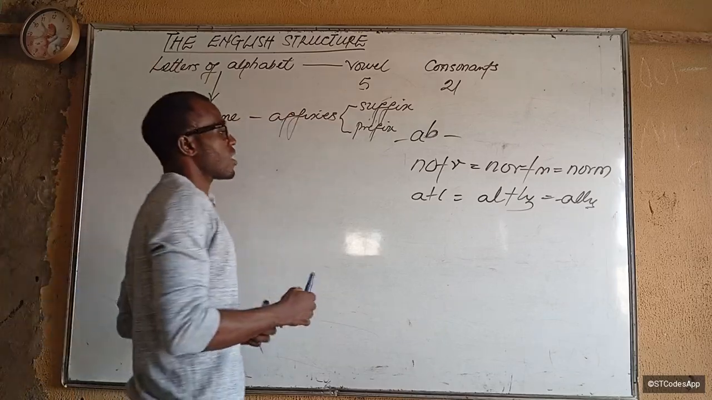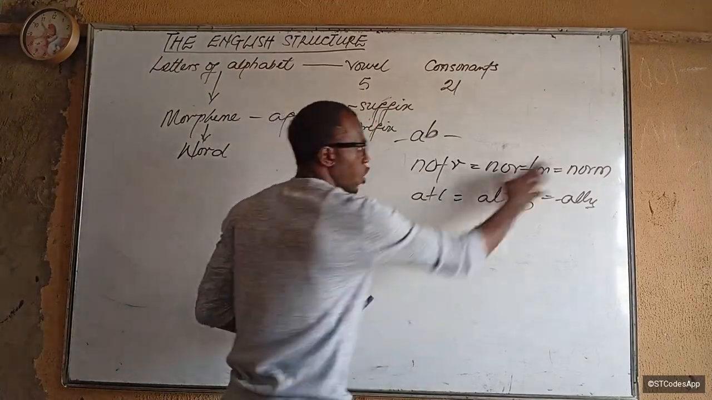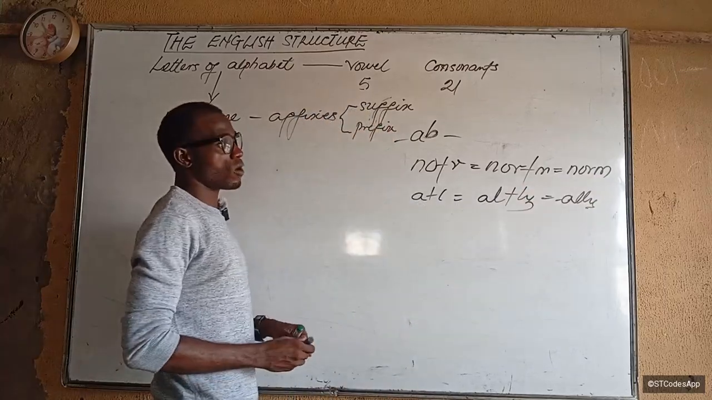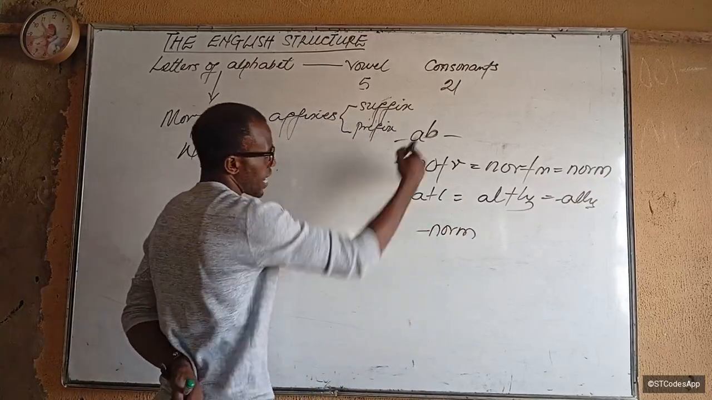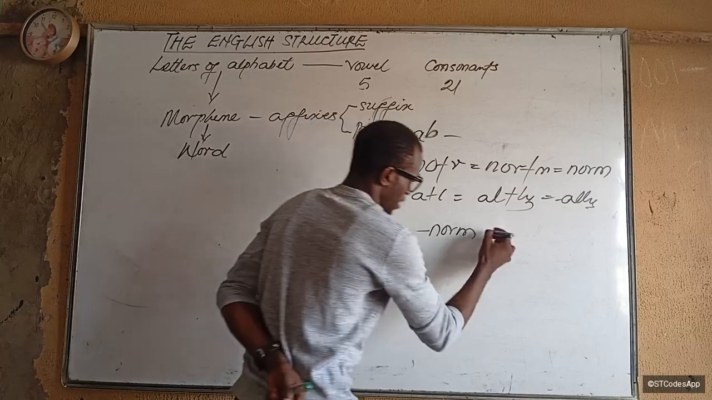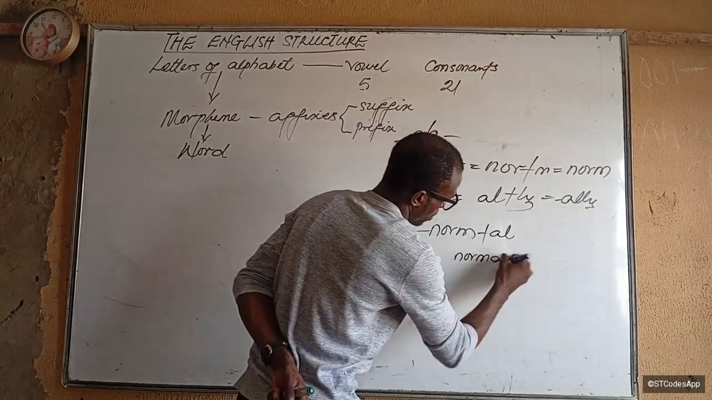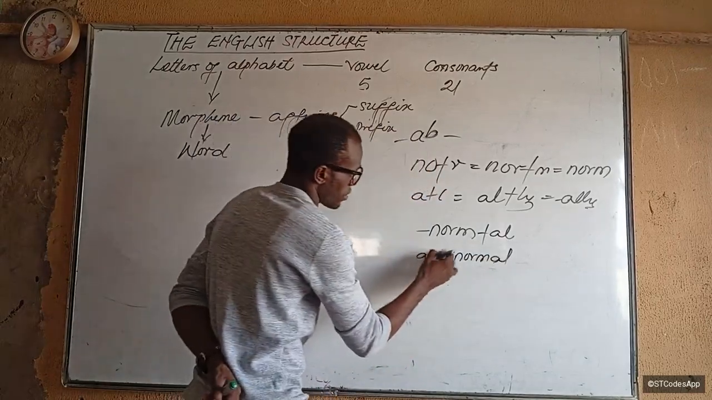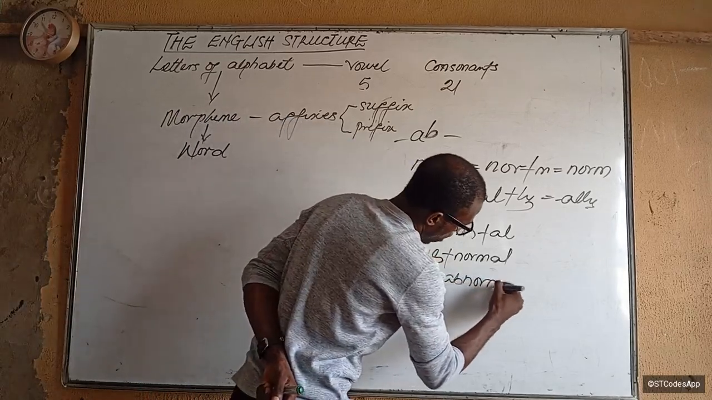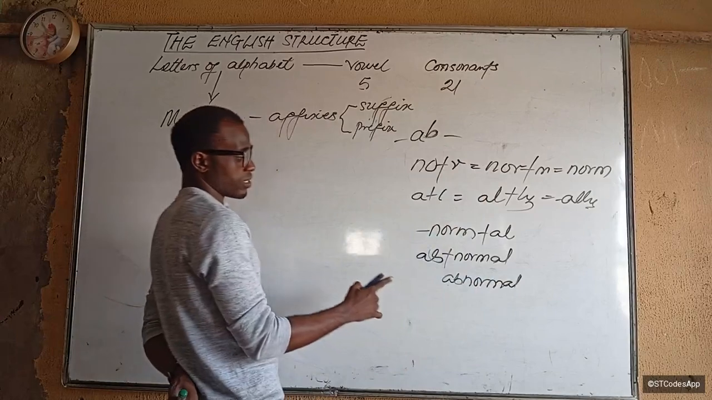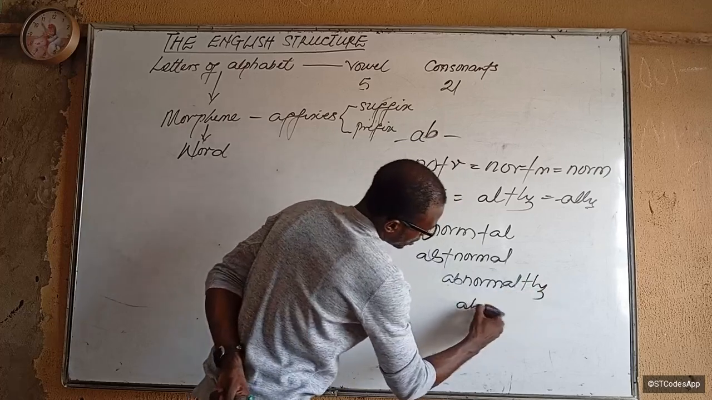One example is this. We start with no. When we combine it with M, it makes nom. Now, if we combine nom with AL, it gives us normal. But if we combine AB with it, it becomes abnormal. If we combine it further with LY, it becomes abnormally.